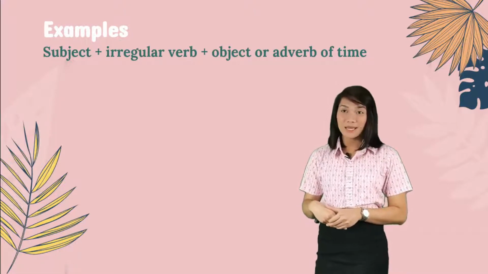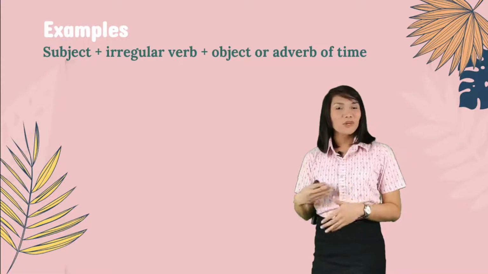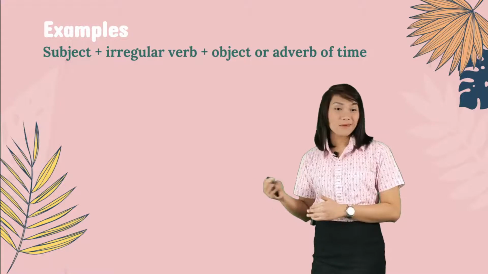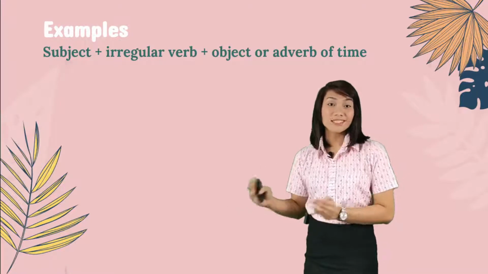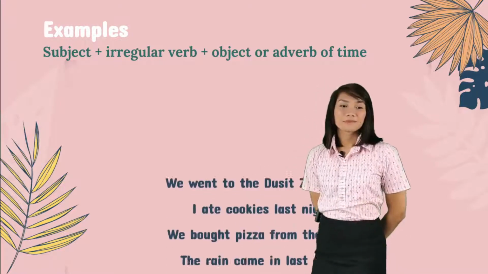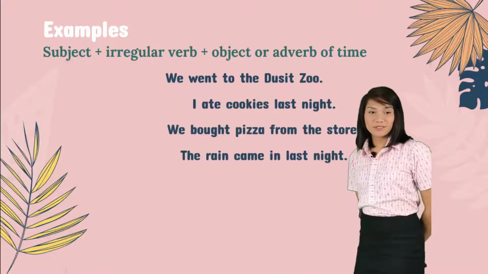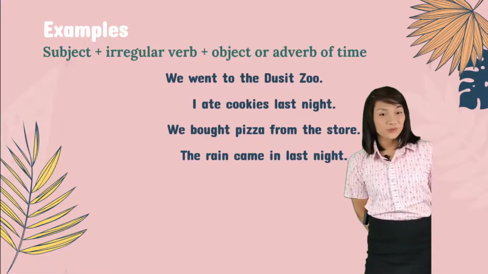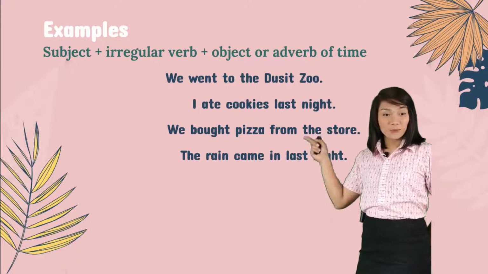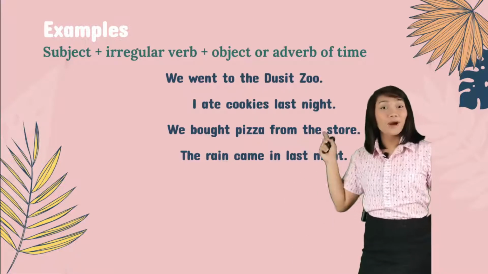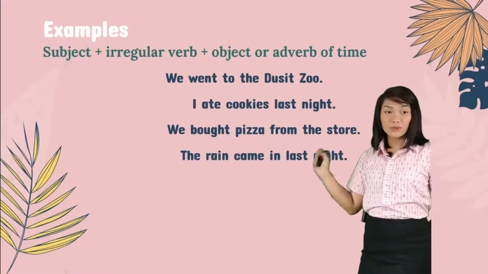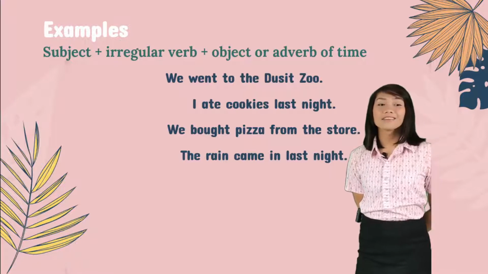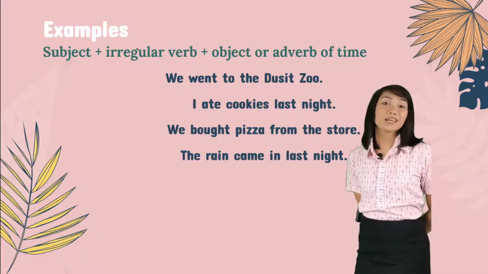Again, adverbs of time are adverbs that we use in a sentence if we are trying to say something that happened in the past, for example, a certain time frame. Now, let's have these examples. So we have here, we went to the Dusit Zoo. You have here subject we, irregular verb went, and Dusit Zoo, which is your object. Now this time, it's okay if you don't have an adverb of time as long as you have the object.